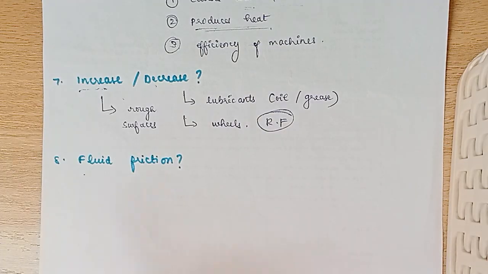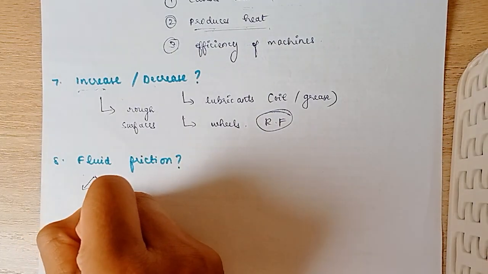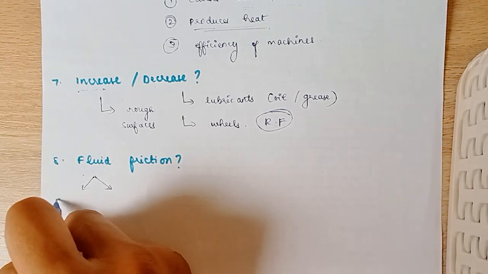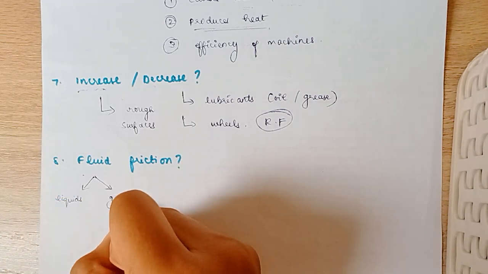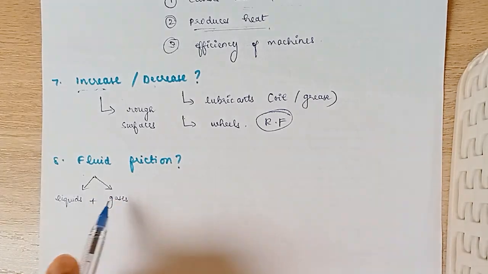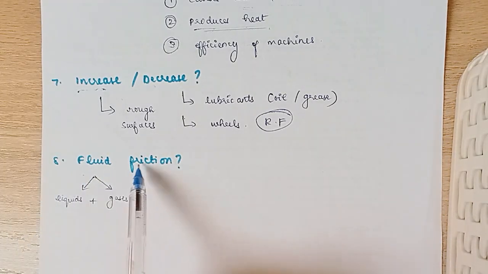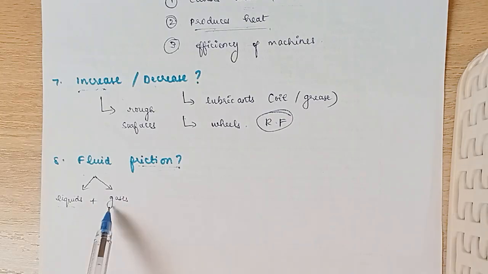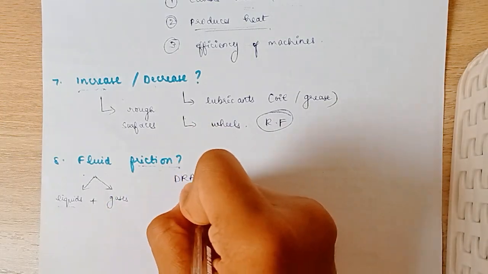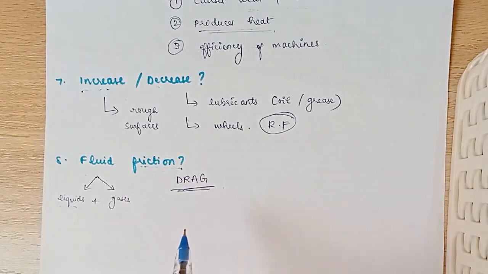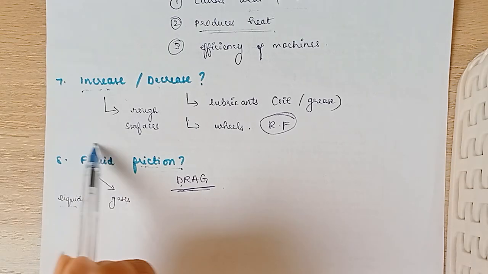Now, what about fluids? Fluids are the substances that are liquids and gases. So liquids plus gases is what we call as fluid. So is there friction acting in liquids and gases? Yes. And this friction is called as drag. So drag is the friction acting on liquids and gases, or drag is a friction that happens on fluids.